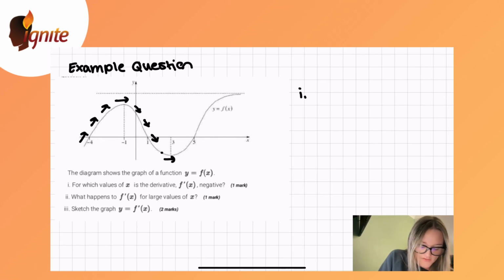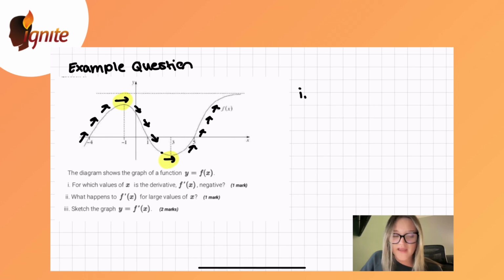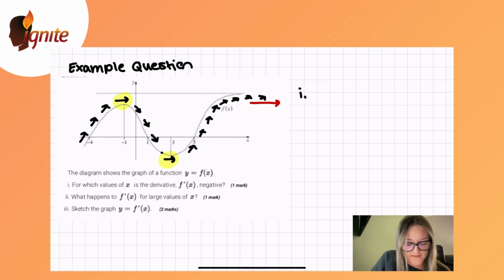overall. So with all these arrows, we know that at my two turning points, my f dash of x is going to be 0, or my gradient there is going to be 0. It's going to be flat. And as it approaches this asymptote, we know that it's never going to cross over it. So my gradient is going to get flatter and flatter and flatter. So we can say that my f dash of x is going to approach 0. And that's going to be important for later on.